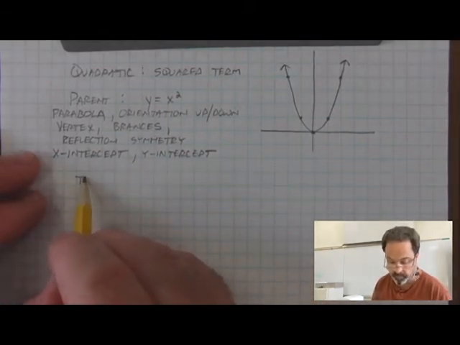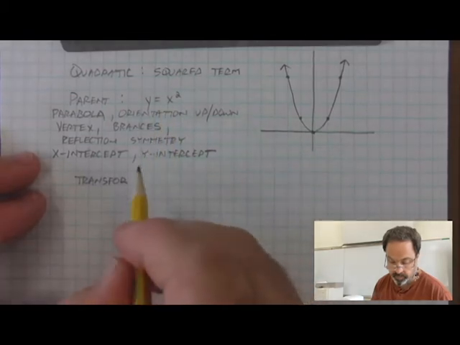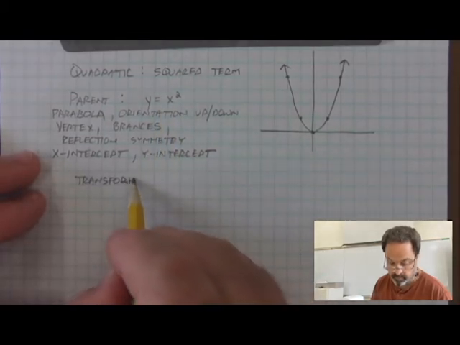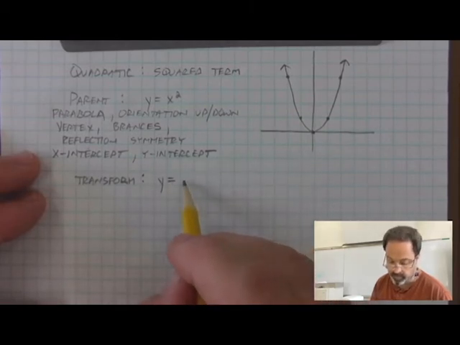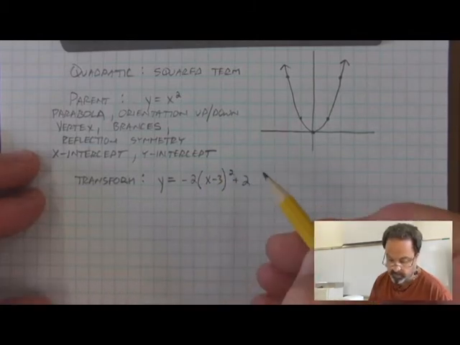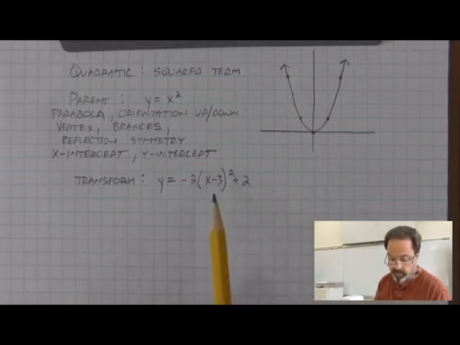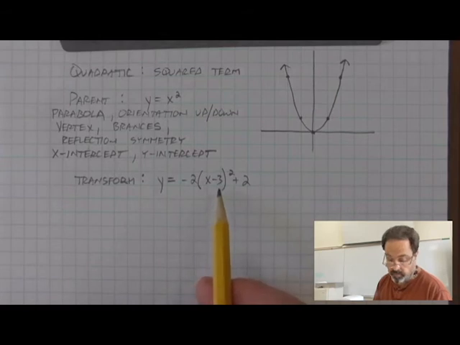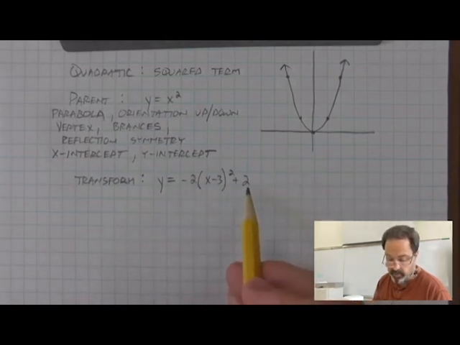We can transform the parent quadratic in an infinite number of ways to get other quadratic functions. I'm going to provide an example here. This equation is quadratic because it has a square, and the square is the highest exponent. We can see that there are numbers that have transformed this equation. We've subtracted 3 from x. After squaring, we're multiplying by 2 and a negative, and we're adding 2.